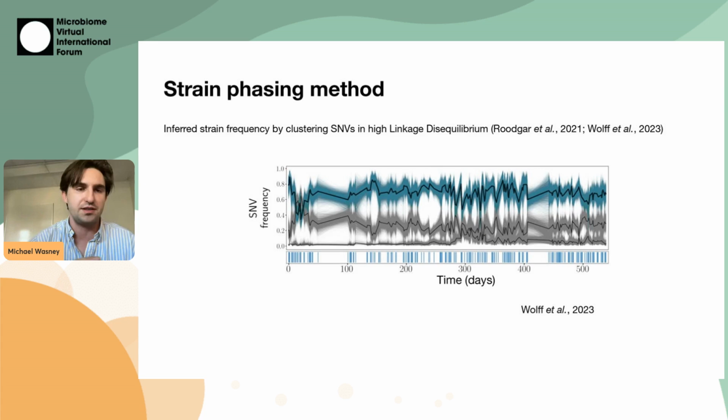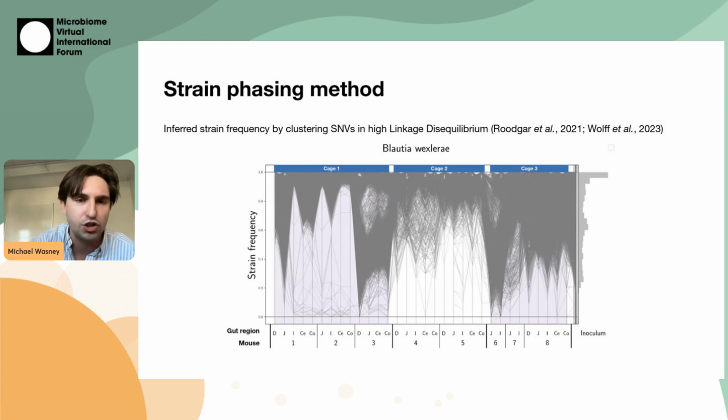I can get more into this in the question and answer section, but briefly, we looked for these clusters of SNVs showing LD across my mouse samples, which are shown along the x-axis, so from mouse 1 to 8, and then the frequency of individual SNVs or strains is shown on the y-axis.